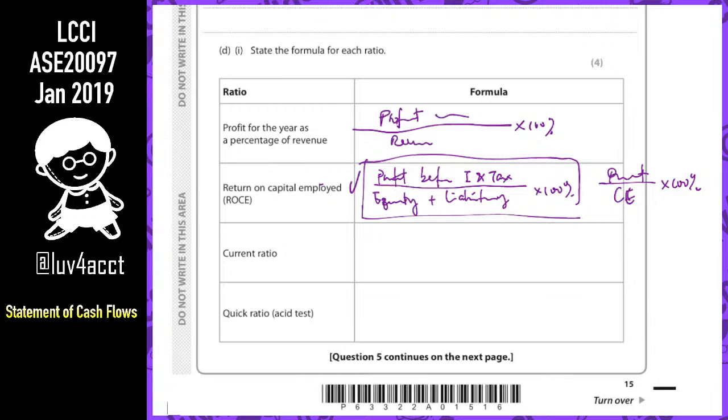Another one, current ratio: you have current assets over current liabilities. Quick ratio: current assets excluding inventory over current liabilities. So these ratios are very basic. You should have no problem.